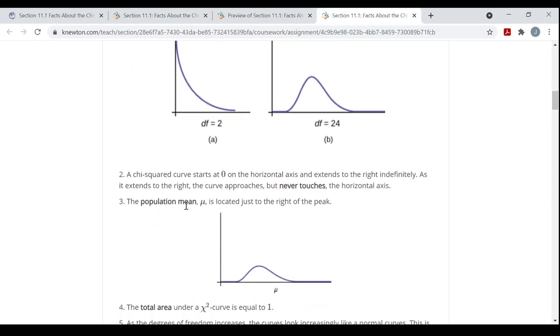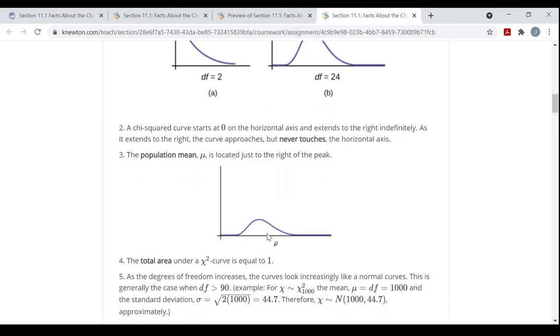The population mean, mu, which is the number of degrees of freedom for these, is located just to the right of the peak. So here's mu in this example. The peak is actually 2 less than that. The peak is usually at k minus 2, the degrees of freedom minus 2, and that's the mode typically for a chi-square, but we're not going to need to know all that.